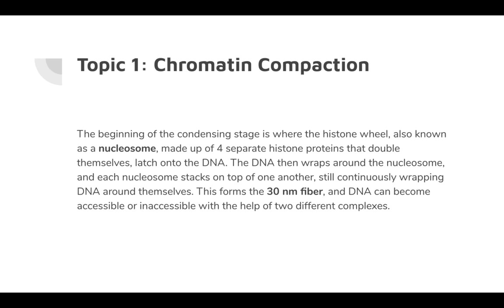So here we go. Topic 1. So what is the general idea that we're getting into here? We start off with the beginning of the condensing stage. And this is where the histone wheel, also known as the nucleosome, which is made up of 4 separate histone proteins that double themselves and latch onto DNA. This DNA will then wrap around the nucleosome, and each nucleosome will stack on top of one another, and DNA will still continuously be wrapping around them. This is going to form the 30 nanometer fiber, and then from this, DNA can become either accessible or inaccessible with the help of 2 different complexes.